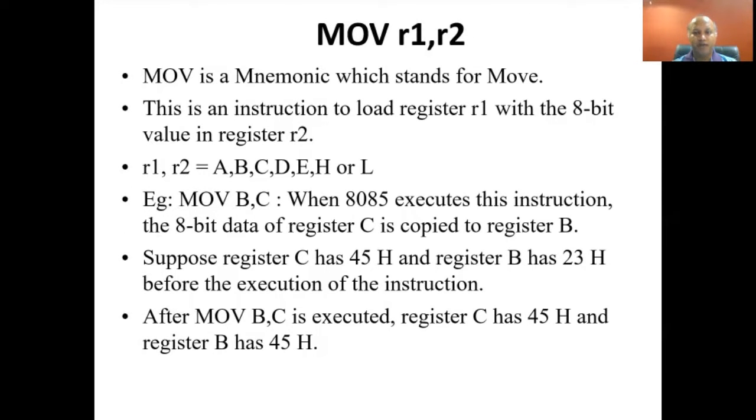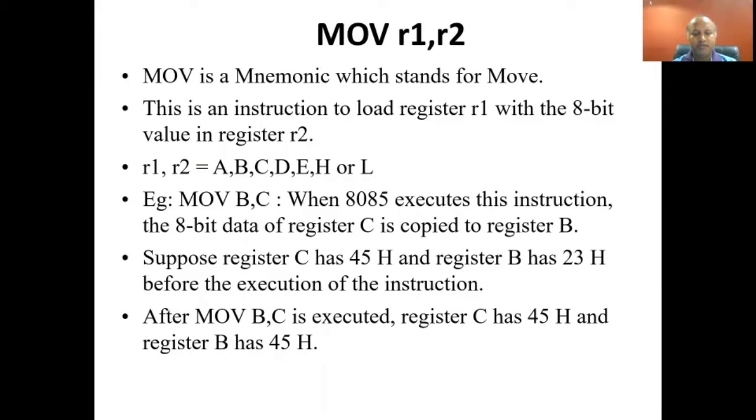First is MOV R1, R2. MOV is a mnemonic which stands for move. This is an instruction to load register R1 with the 8-bit value in register R2. R1 and R2 refer to registers A, B, C, D, E, H or L. Example, MOV B, C. When 8085 executes this instruction, the 8-bit data of register C is copied to register B.